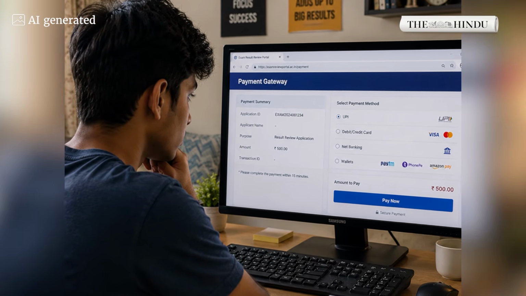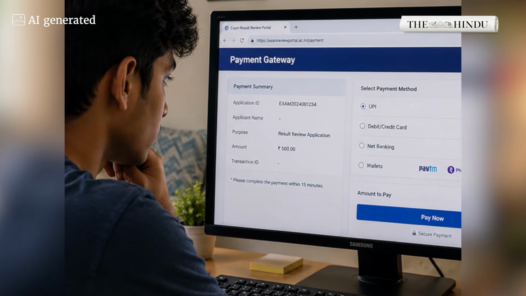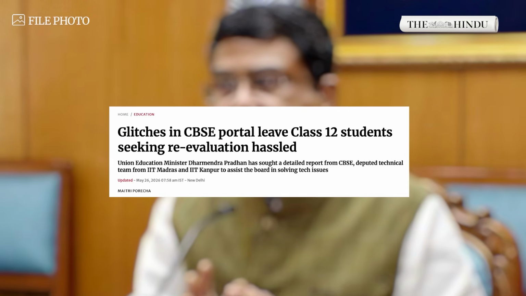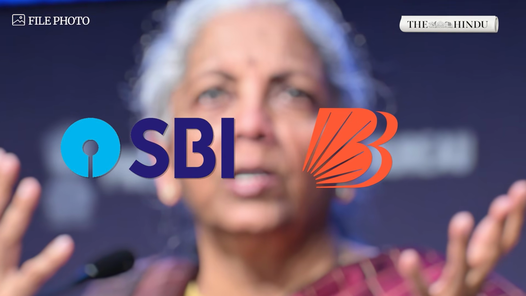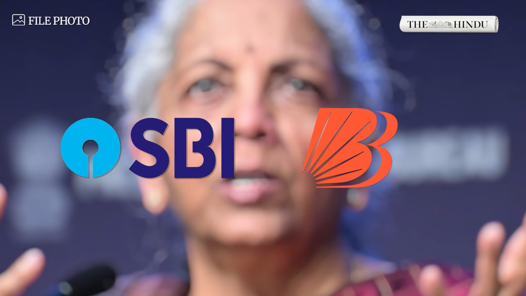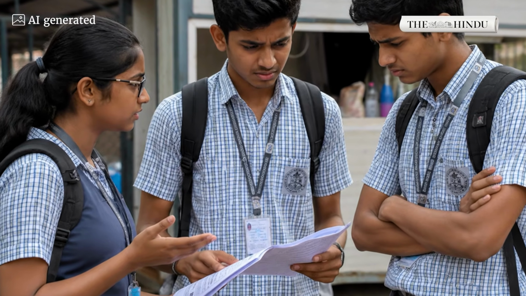Some students were overcharged, others were charged lower amounts. Many received no receipt despite money being deducted. Eventually, Union Education Minister Dharmendra Pradhan stepped in and sought a detailed report from the CBSE. He later announced that teams from Indian Institute of Technology, Kanpur and Madras would examine the technical failures and help stabilize the system. The Finance Ministry also brought in public sector banks, including State Bank of India and Bank of Baroda, to strengthen the payment gateway infrastructure. But by then, frustration among students and parents had already exploded online.